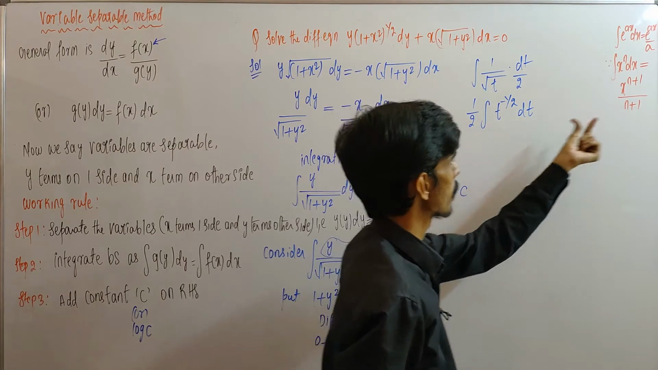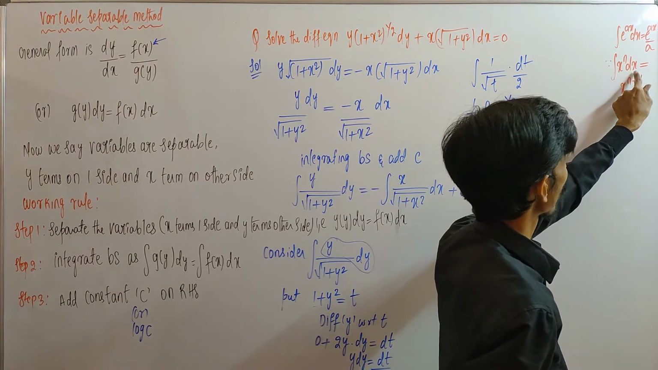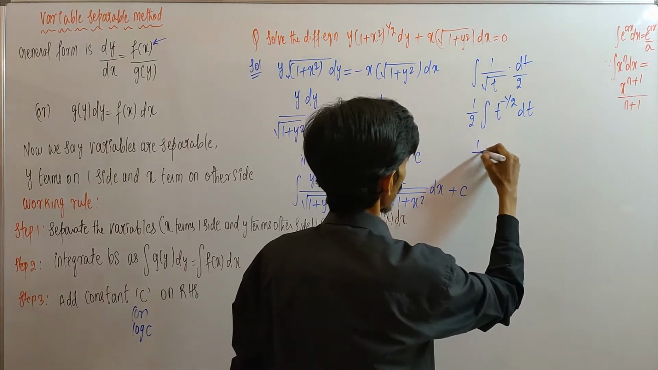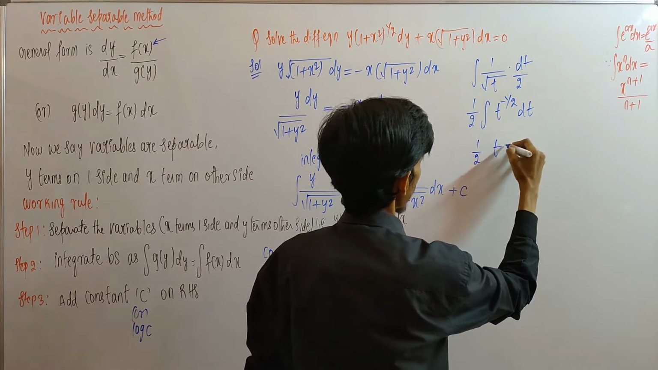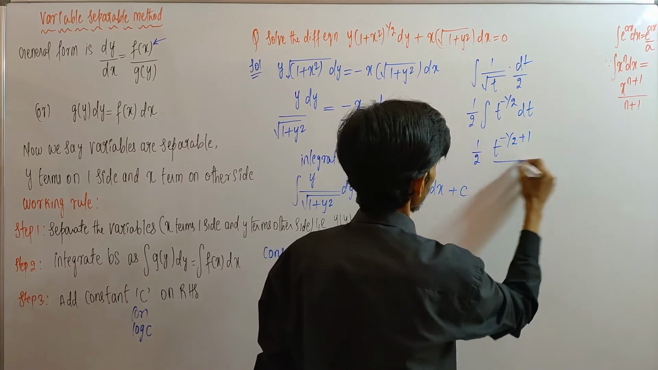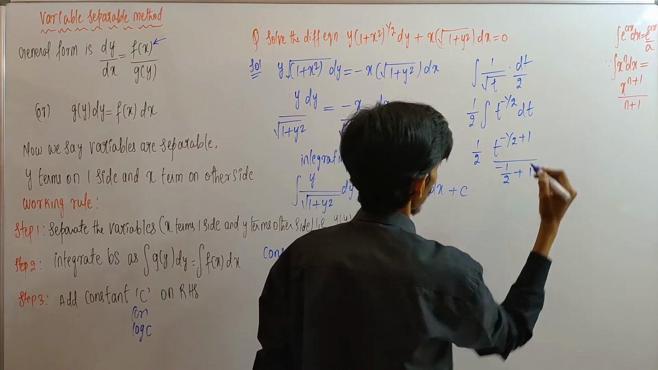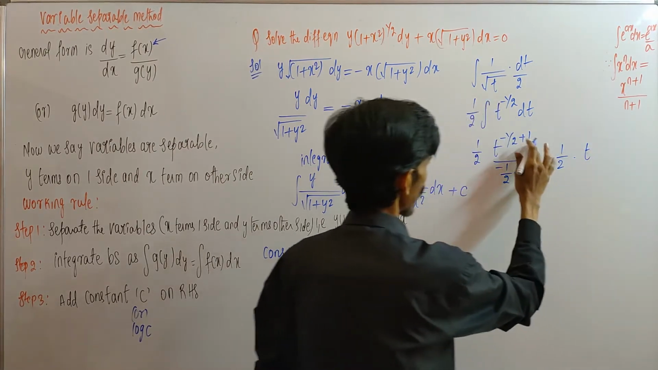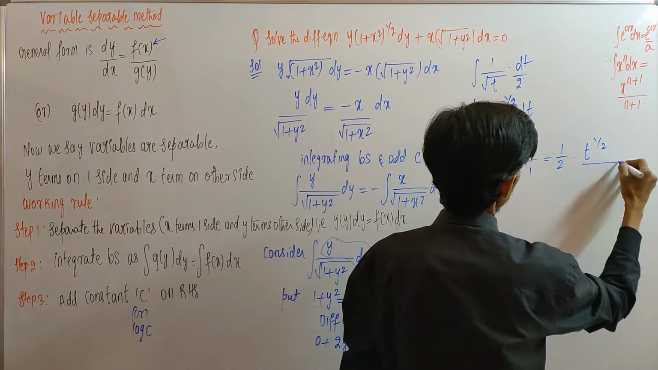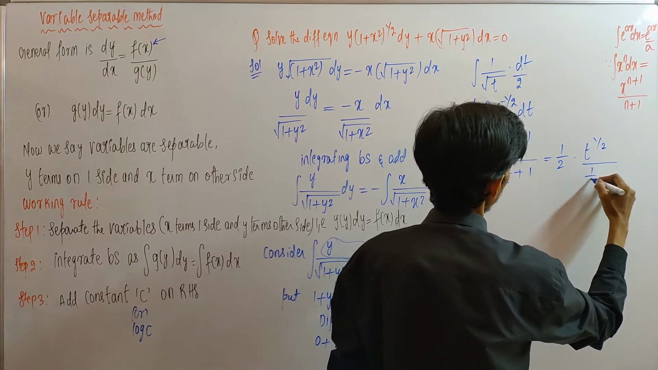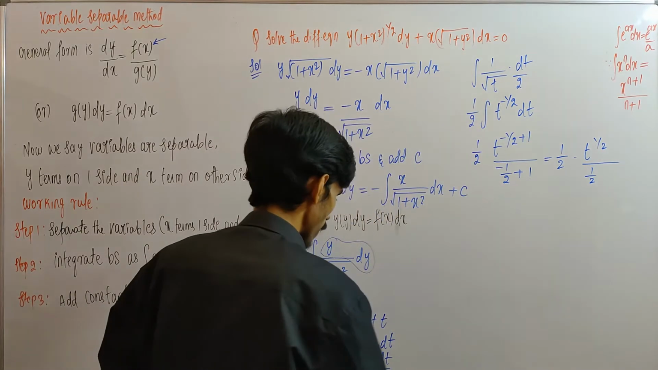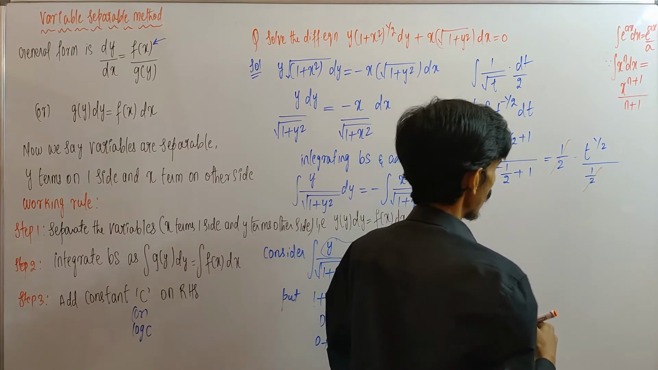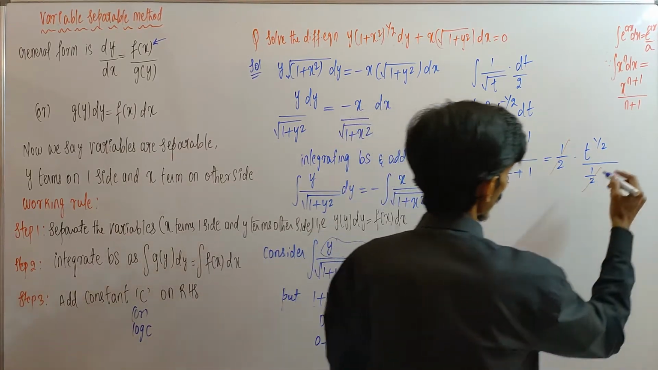Now this integration is similar to that of integration x power of n dx. Here x is t. So this will become 1 by 2 t power of minus 1 by 2 plus 1 by minus 1 by 2 plus 1. So this will become 1 by 2 into t power of 1 minus 1 by 2, which is 1 by 2, upon 1 minus 1 by 2, which is 1 by 2. Now this 1 by 2 and this 1 by 2 get cancelled. We have root t.